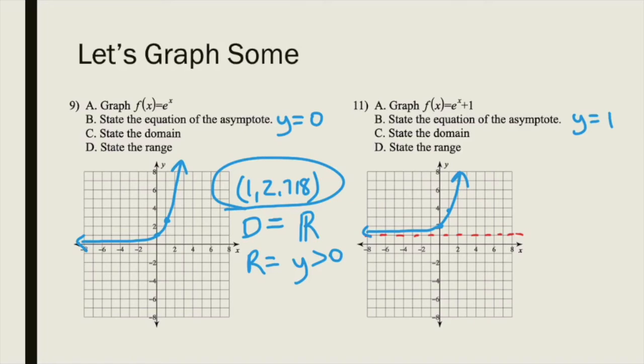So what's my domain? All real numbers. And my range? Y is greater than 1. Yes. Very similar to my domain, my range and my asymptote are going to go together. Okay?